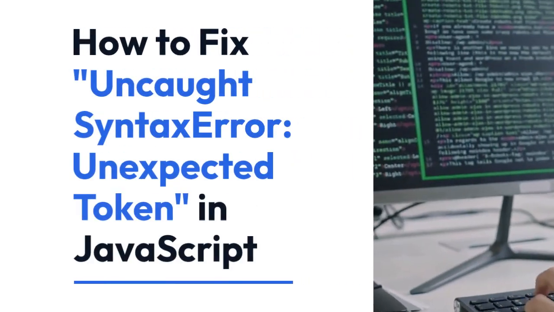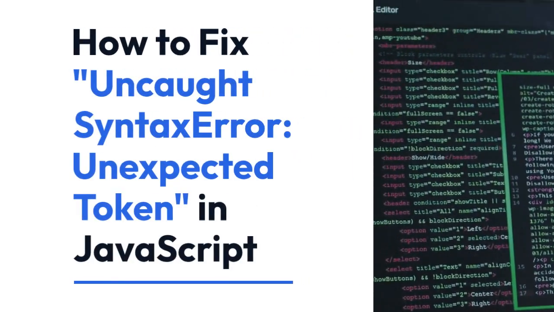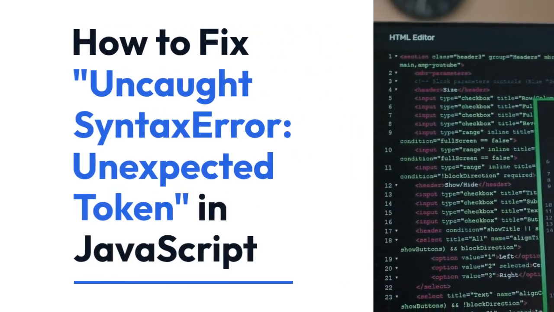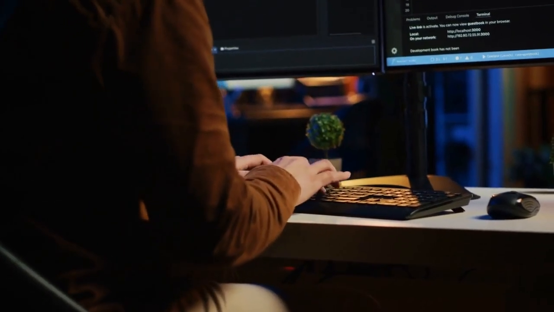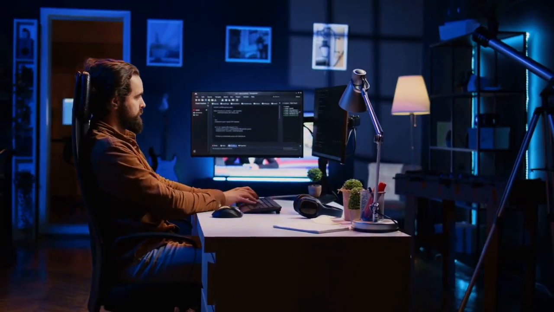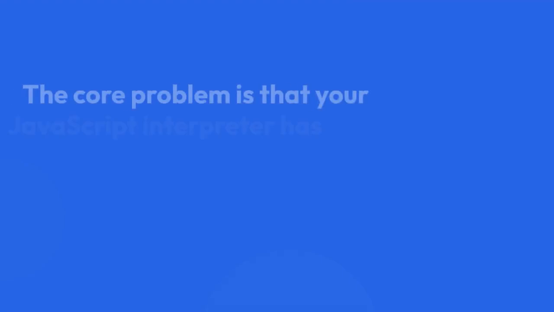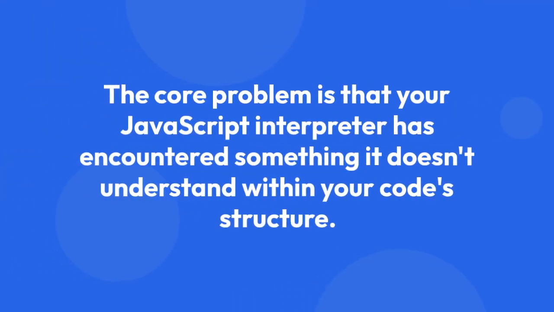We're going to explain how to fix the dreaded "Uncaught SyntaxError: Unexpected token" in your JavaScript code. This error is a common headache for programmers of all levels, but understanding its root cause makes it much easier to solve. The core problem is that your JavaScript interpreter has encountered something it doesn't understand within your code's structure. This something is the unexpected token.